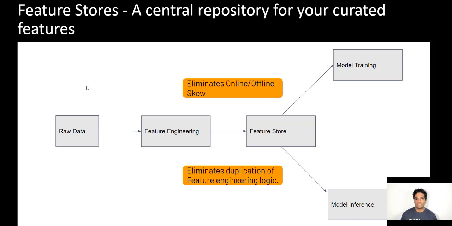So essentially, this is where the feature store comes in. A feature store is a central repository for all your features. Your raw data makes its way into your data lake. The data scientists perform the feature engineering and then publish that data into a central repository, which is a feature store. At the time of model training and inference, the feature store is the source of truth for all the features utilized by your model for training as well as inference. This eliminates the online offline skew. It eliminates the duplication of the feature engineering logic.